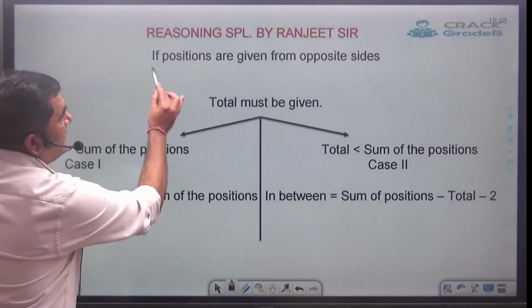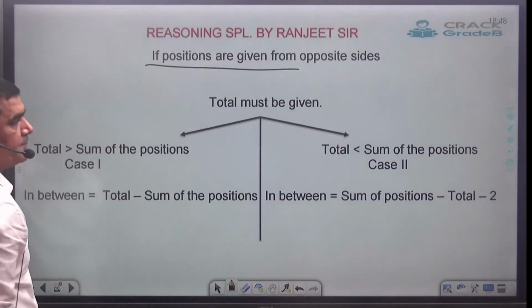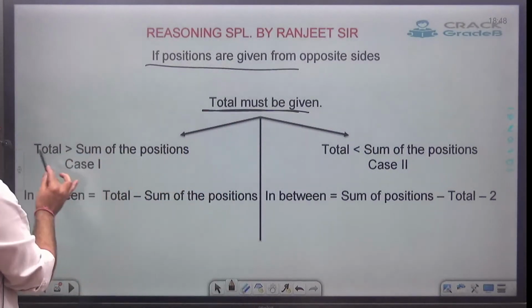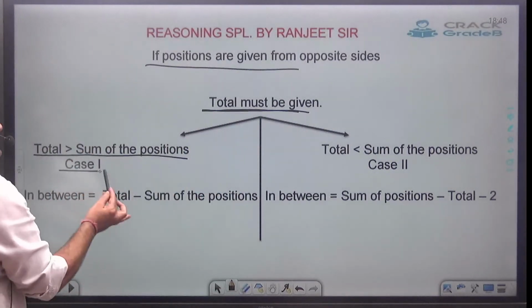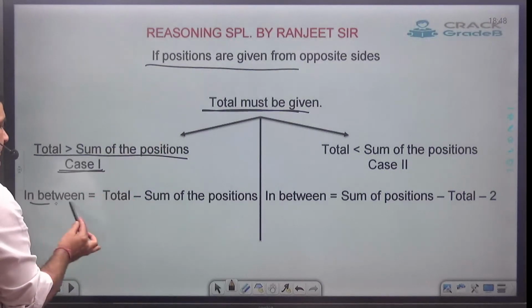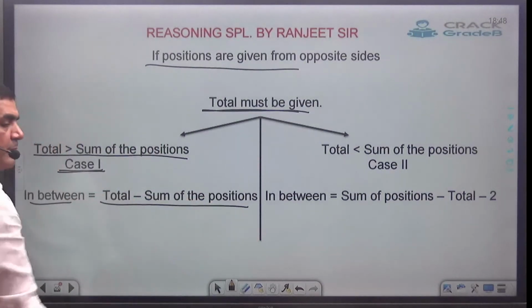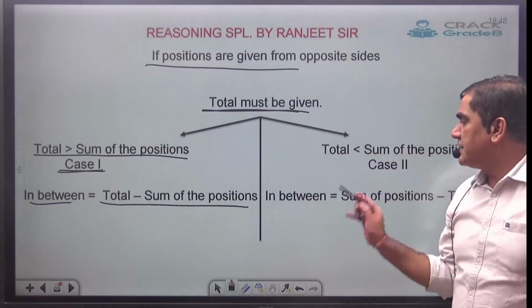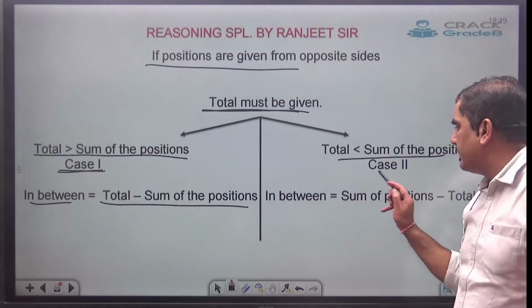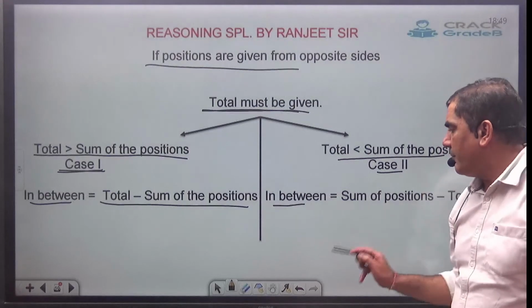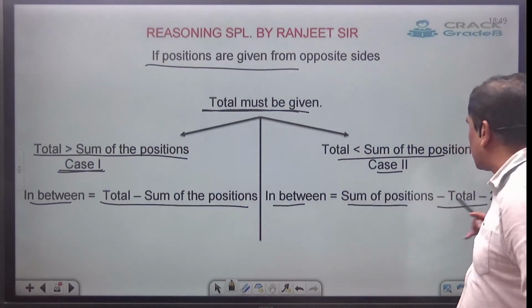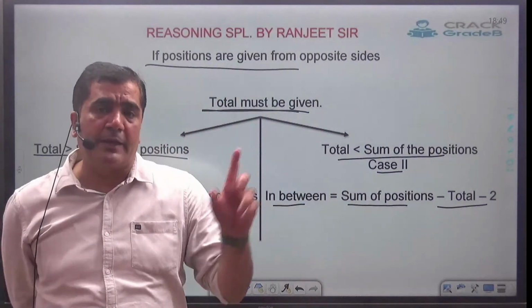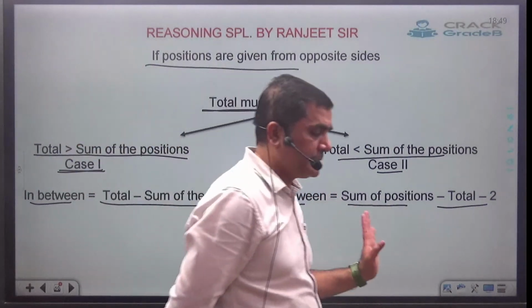Just see. If the positions are given from opposite sides, then the total must be given. Now, if total is greater than sum of the positions, it will be case number 1, and in case number 1, in between will be total minus sum of the positions. And if total is less than sum of the positions, that will be case number 2, and in case number 2, in between will be sum of the positions minus total minus 2.